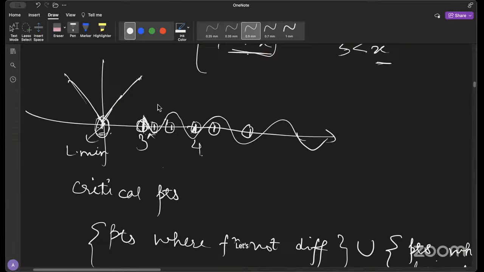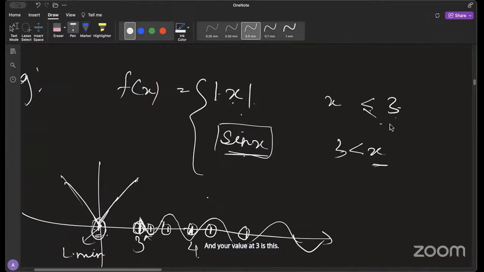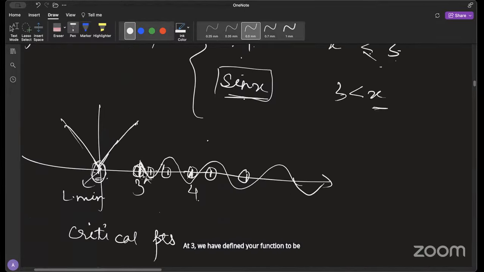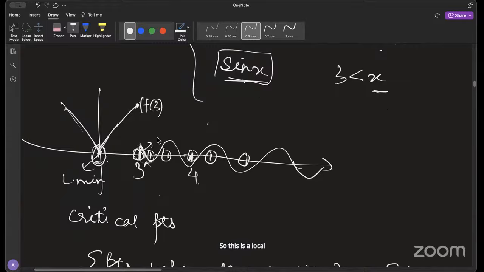Let's do only these two critical points here. This is a local maxima. Obviously, it's a critical point, but it's a local maxima too. Actually, just 1 second, because you have your graph here too, right? And your value at 3 is this. At 3, you have defined your function to be mod x. That means the value at 3 is this. That is the value at 3, a local maxima. So this is a local maxima. What about this one? This is a local minima.